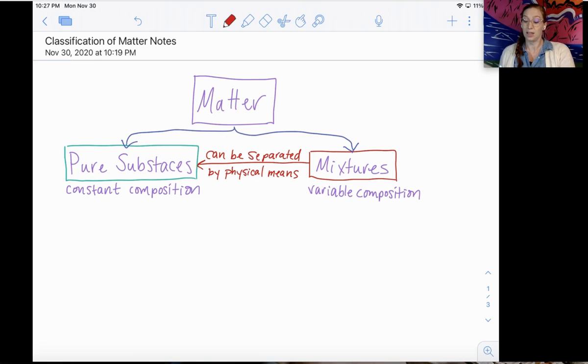But one of the ways that you can designate a mixture versus a pure substance is the fact that those mixtures can be separated. Pure substances can be separated based on the type of substance that they are, but that's a completely different process. So let's go ahead and look at those two types of pure substances. Those two types are elements and compounds.